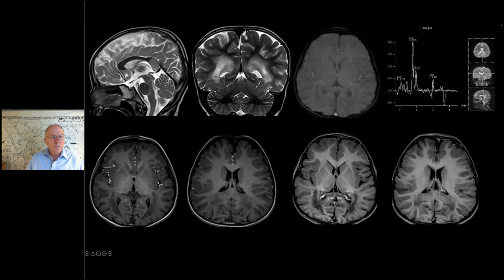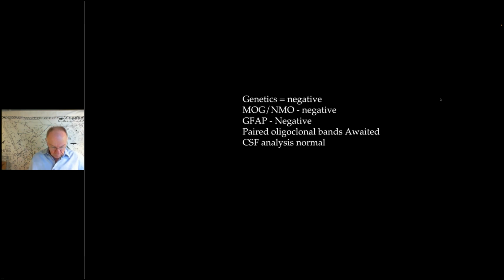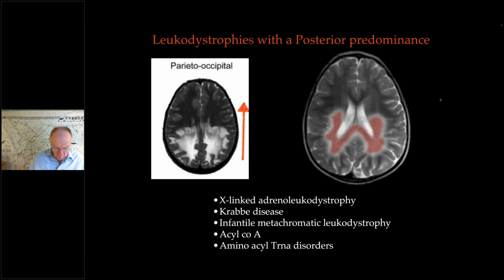On this image, you can appreciate the involvement of the splenium. There was no mineralization or blooming on the SWI sequences. Post contrast, there were only slight linear areas of enhancement, not very significant. No peripheral enhancement as we typically see in X-linked adrenoleukodystrophy. Spectroscopy showed an elevated choline peak with a lactate peak and a reduced NAA to creatine ratio. At that point, genetics was sent, which was negative. Antibodies, MOG and NMO, were negative. GFAP was negative. Oligoclonal bands, I think, were also negative. CSF analysis was normal. And for the September scan, we thought of these possibilities.